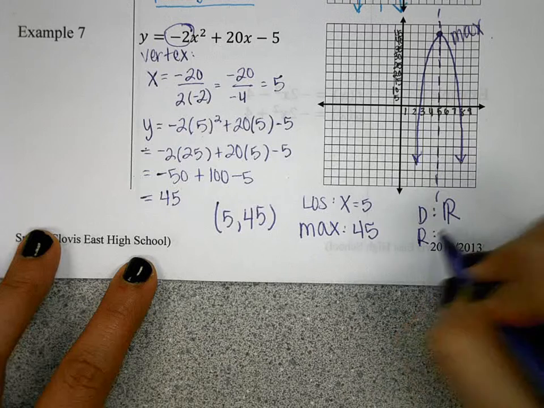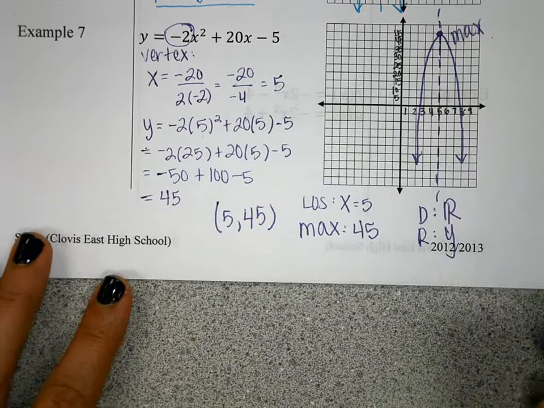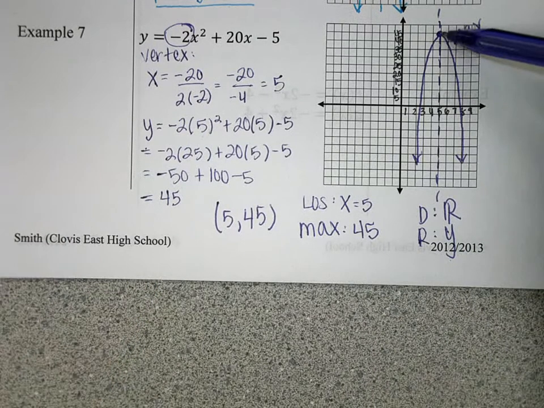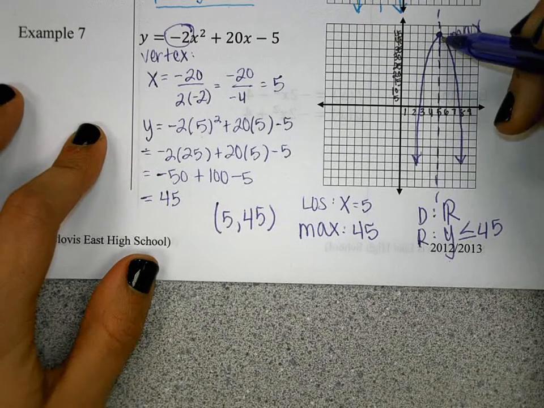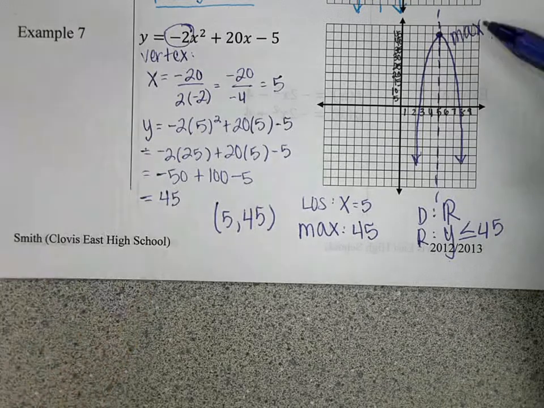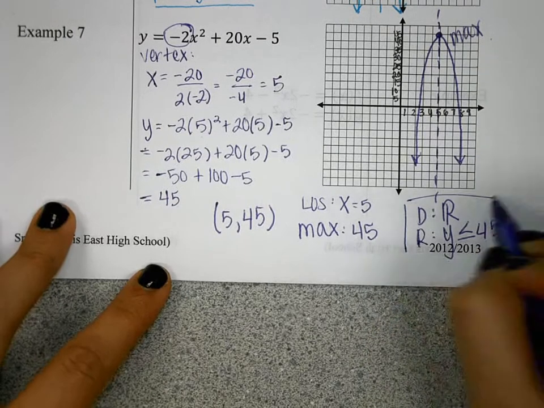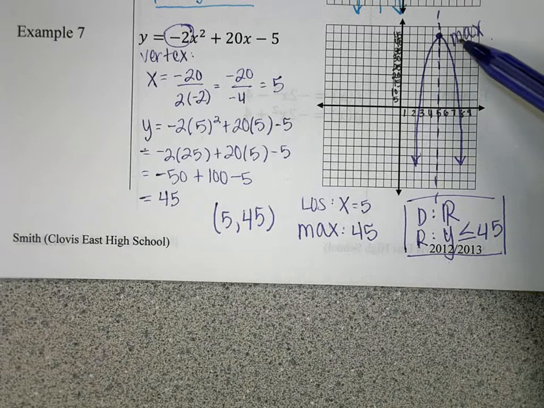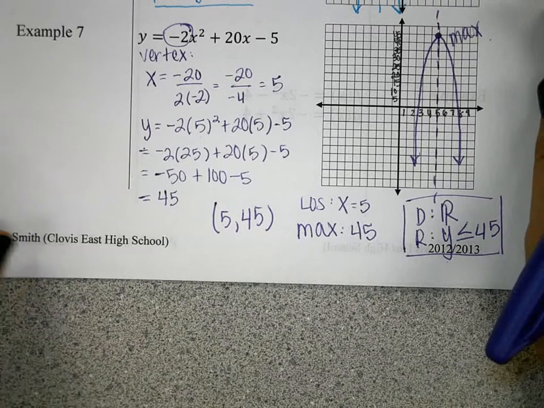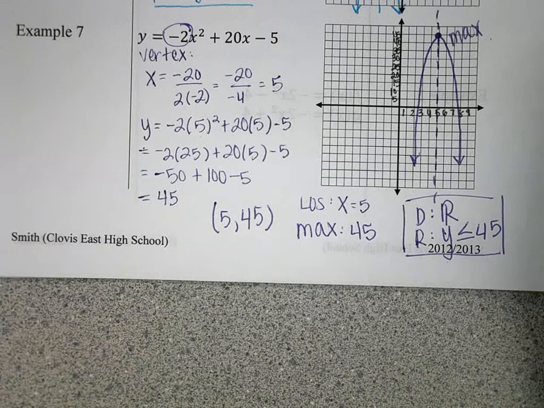My range, on the other hand, has only to do with y, and all of my y's are actually less than or equal to 45 because I have a maximum here. So if you have a maximum, your range is going to be less than or equal to, because that max is the biggest number you can have for y. If you have a minimum, like we did in example 5, your range is going to be y greater than or equal to something, because that's our smallest number. The minimum is the smallest y we can have at all.